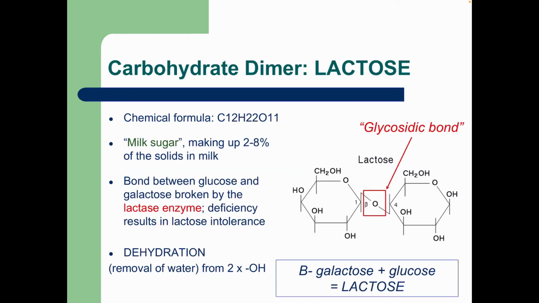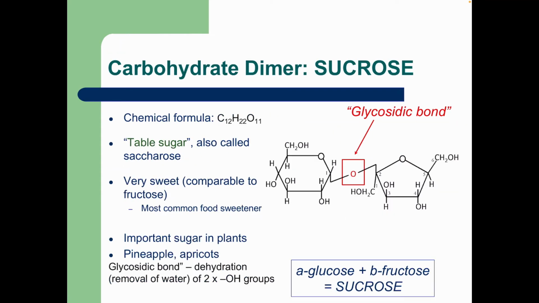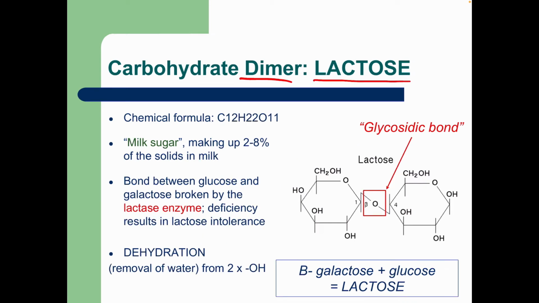So now moving on to our dimers. So, lactose. Lactose is C12H22O11. So we can here see we have glucose. We have a beta glucose plus glucose equals lactose. So we have lactose formed by a glycosidic bond between the two molecules. So this is the milk sugar making up 2 to 8% of the solids in milk.